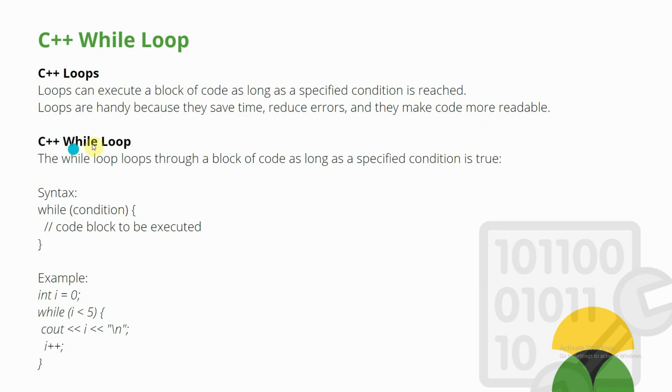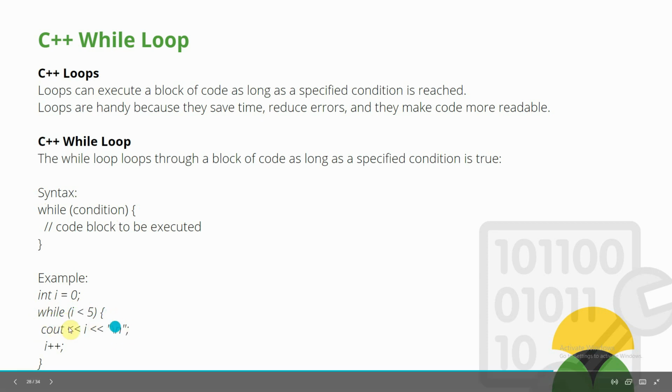The C++ while loop goes through a block of code as long as a specific condition is true. This is the syntax: while condition, and then inside the braces the block of code to be executed. In this example, integer i equals 0, while i is less than 5, it will run this code: cout i and \n, this is for the new line, and i++, this is the increment. It will increase the value of i by 1.